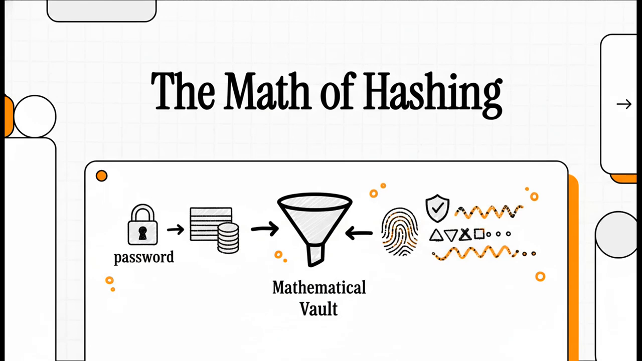All right, today we are cracking open the mathematical vault that basically runs our digital lives. We're talking about hashing. It's the secret math that creates a unique digital fingerprint for pretty much any piece of data. And it's what keeps everything from your passwords to your bank accounts secure. So let's dive right in.